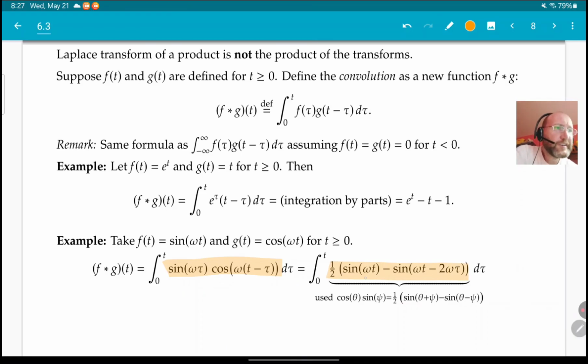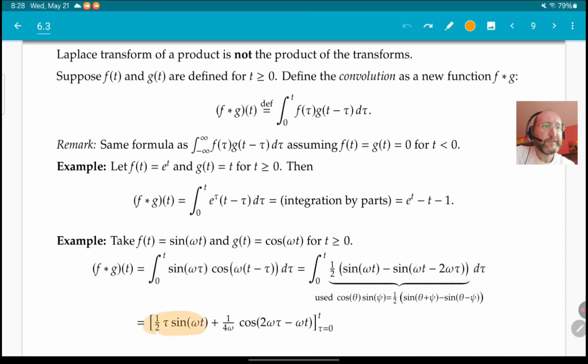Now notice this is actually rather easy to integrate. Notice that we're integrating in tau, so there's a t here, so this first sine is just a constant. So we're really just integrating one of these, and that's going to become a cosine. Let's see what it becomes. We have this first term that just multiplies by tau, and then the second term has this. Now, if I plug in tau equals 0, the first term just goes away, and when tau is t, I get 1/2 t sine of omega t.